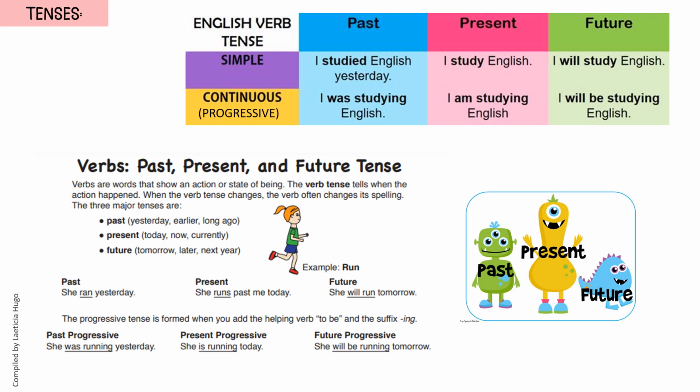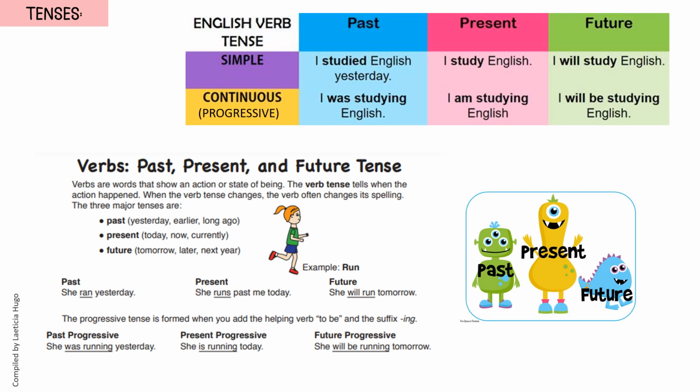So if we have a look here at the little girl example, the word is run. So the past is she ran yesterday. The word changes. Present, she runs past me today. So you'll see when it's singular, it gets an S. Then future, she will run tomorrow. There again, in future, the run loses the S because it gets a will.